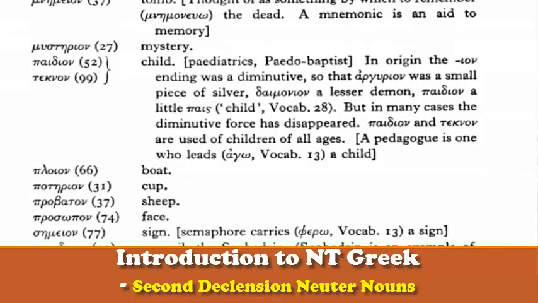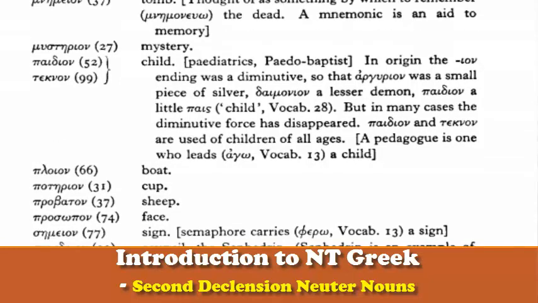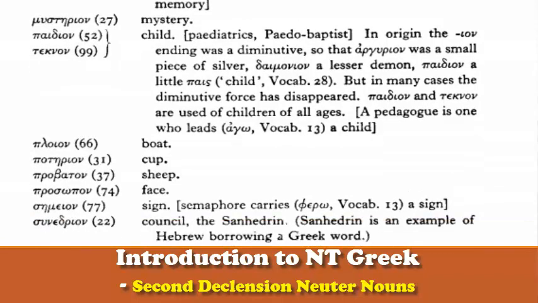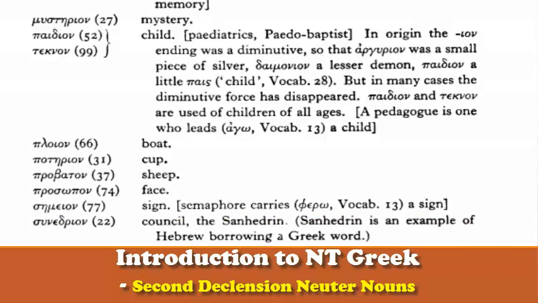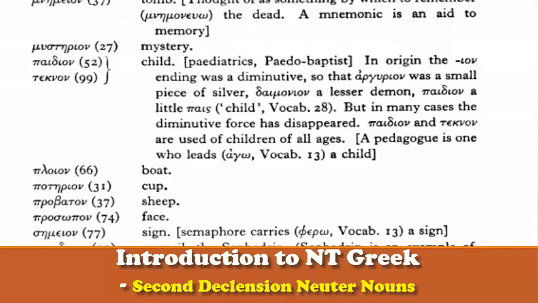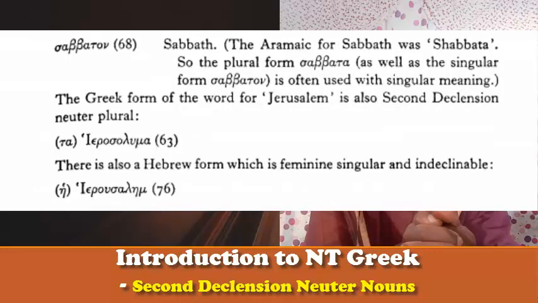The next word is prosopon. Prosopon means face. The next word, semeion, means sign. A sign. Take note. The next, sunedrion. Sunedrion means council or the Sanhedrin. The word which means Sanhedrin or council is sunedrion.